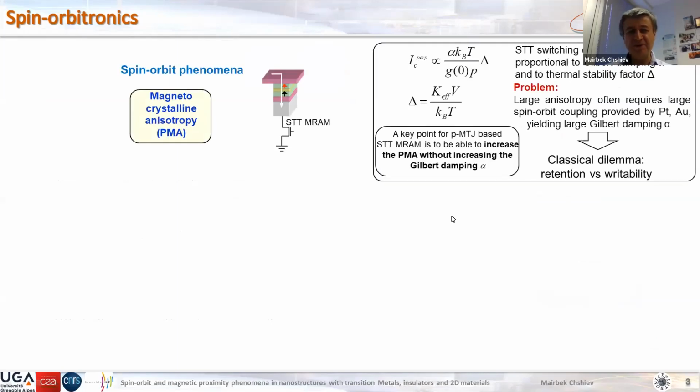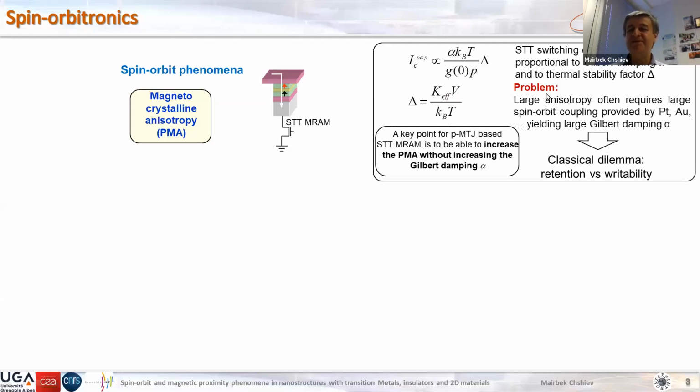So let me start from a historical perspective, with perpendicular magnetic anisotropy. This is one of the spin orbit phenomena I think we should start from. It is important for spintronics, and one of the applications is spin torque MRAM. In these MRAMs, we write the parallel and antiparallel states by passing a current. It is proportional to the thermal stability factor, which is the ratio of anisotropy energy to temperature, and to Gilbert damping.